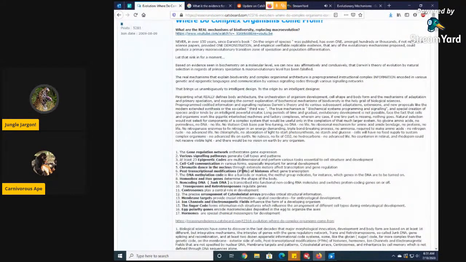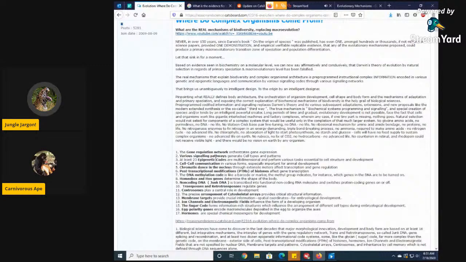Okay, so we have these things here. So he spent three-quarters of a paragraph trying to say irreducible complexity. No, he's giving the details of what the complexity is. No, he's filling out a paper. That's all he's doing. That's jargon. The gene regulation network is one thing, it orchestrates gene expression.